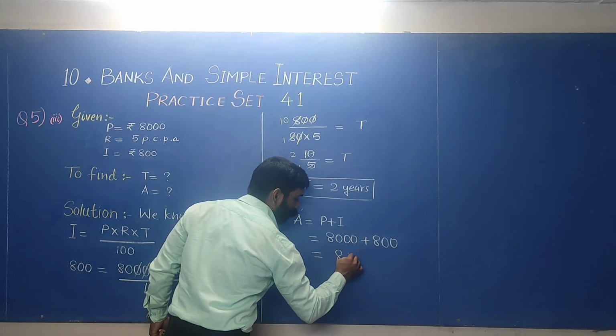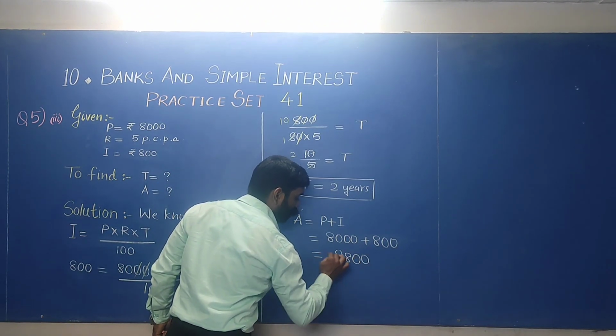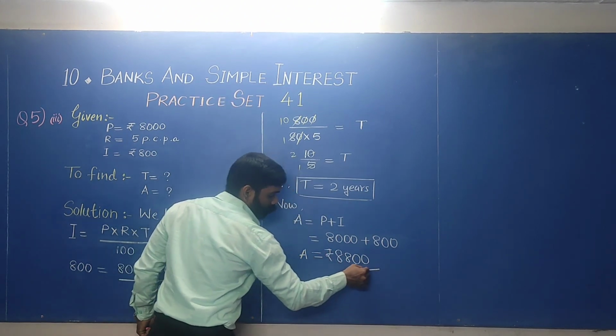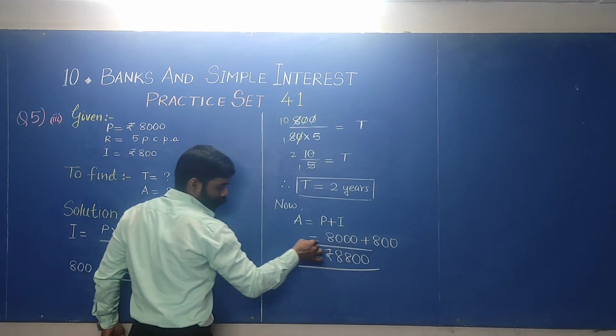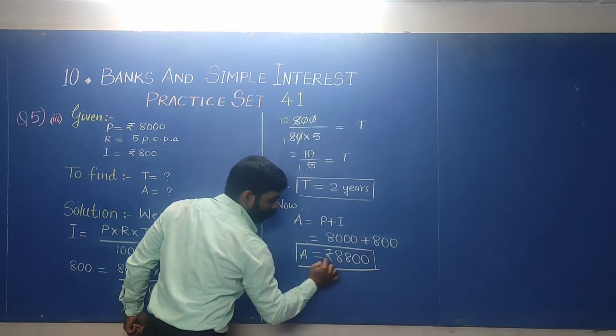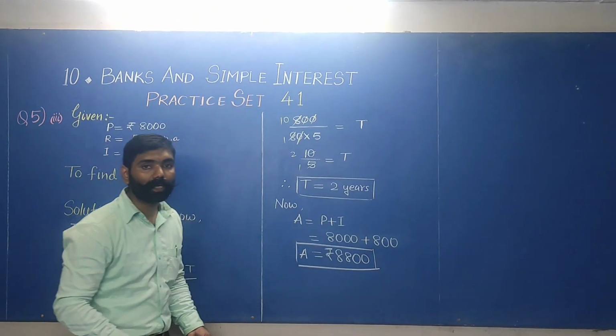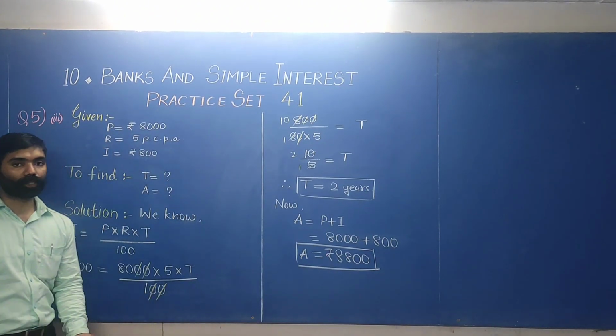We will have 8,800 rupees. Rupees always comes with the rupee sign, that's why we put the rupee sign, but time is in years, that's why we are putting years. Okay students, take the screenshot.